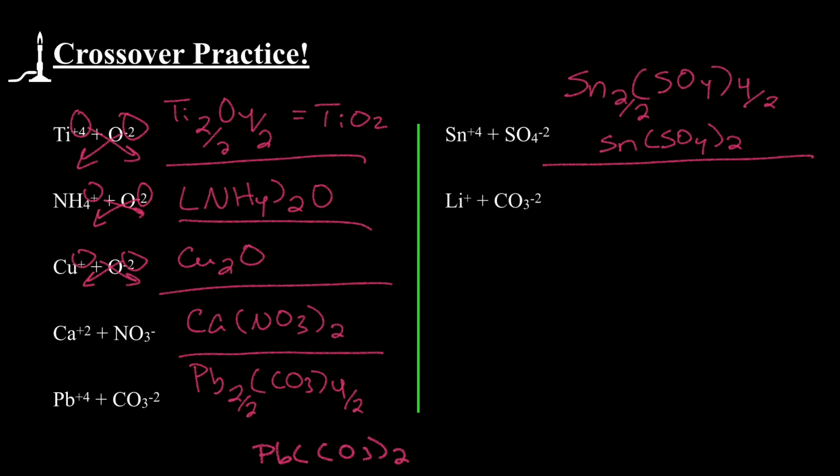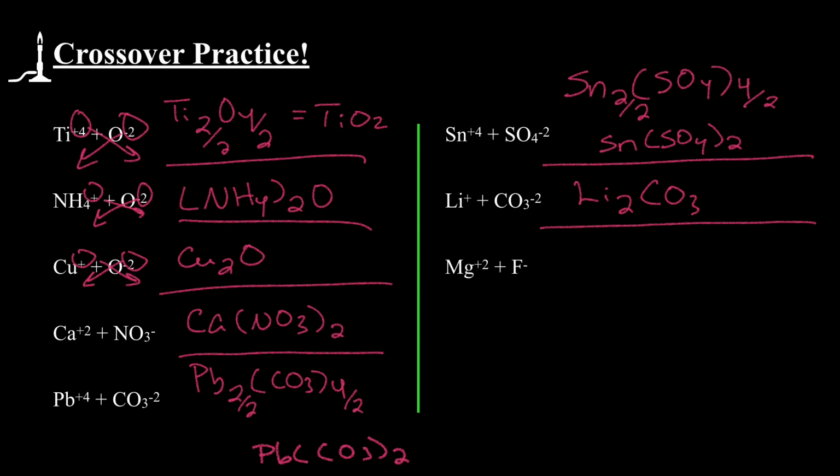Li+ and CO3 2-. The positive 1 crosses over, the negative 2 crosses over, and that gives us Li2CO3. Remember, we don't have to put parentheses on the polyatomic if it's 1. Anything greater than 1, yes, parentheses always.